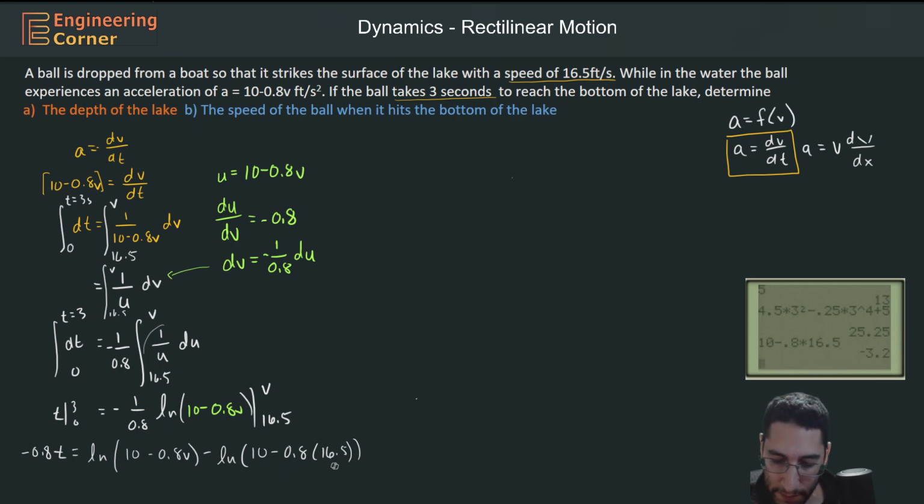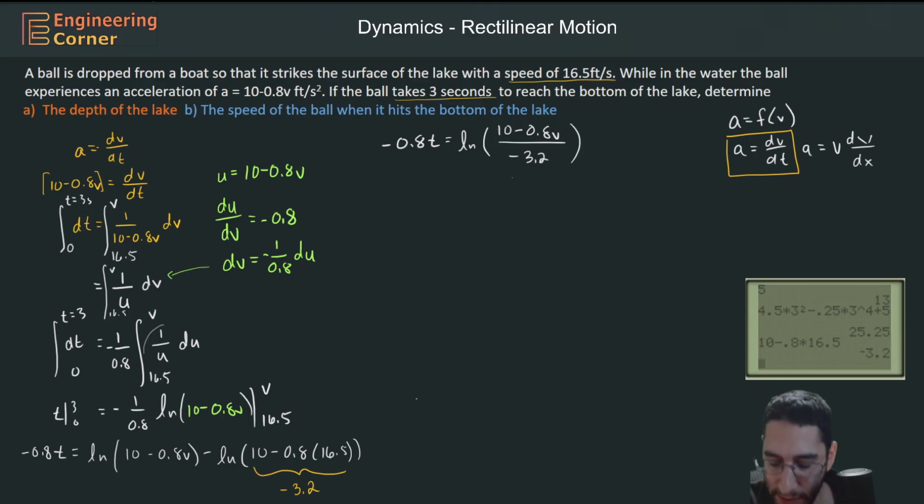So that's minus 3.2. Okay, so if we use the property of logs, we can get that this is equal to minus 0.8 times t, and this is equal to the natural log of 10 minus 0.8v divided by minus 3.2. This is properties of logs.